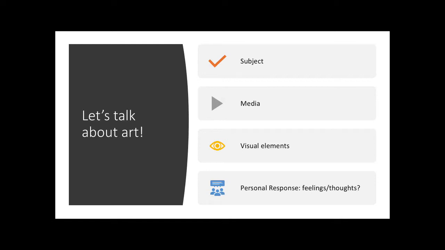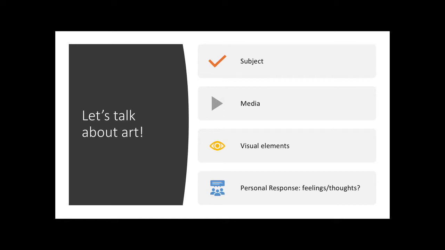So, as always, we're going to start by looking at a piece of artwork. This is going to be the same no matter which class you're in, whether you're in primary 1 or primary 7. You can have a look at it, and we're going to talk about the same 4 things. So it is the subject, the media used, the visual elements, and the personal response. What are your feelings and thoughts?